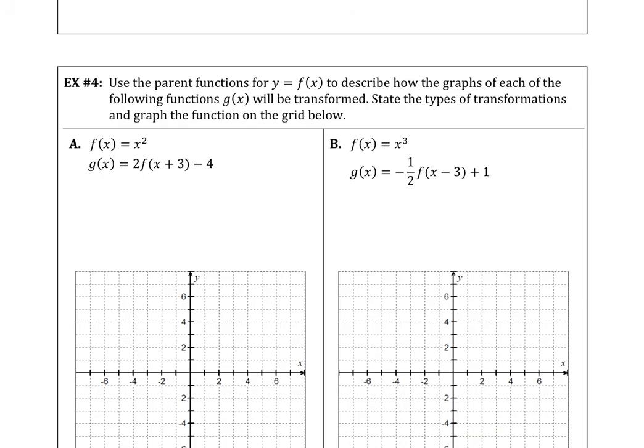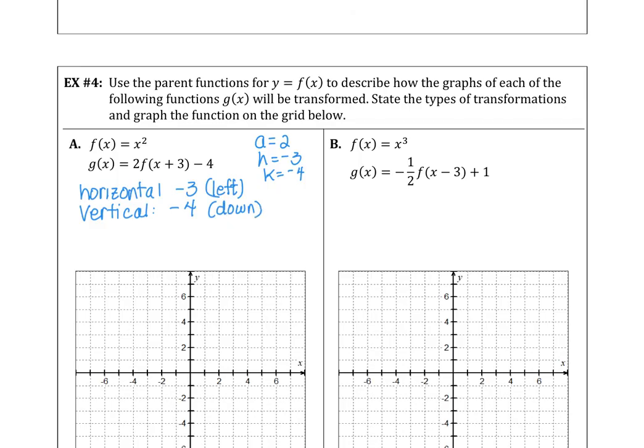So if you want to make note of that, a is 2, h is negative 3, and k is negative 4. So we know that there's going to be a horizontal translation, and that's going to move 3 units left. That negative 3 moves the graph left. The vertical translation is going to be 4 units down with the negative 4, so this is down. That affects the range.